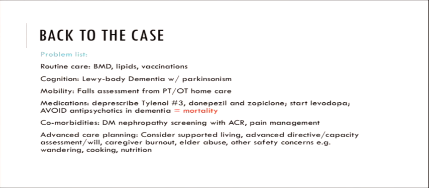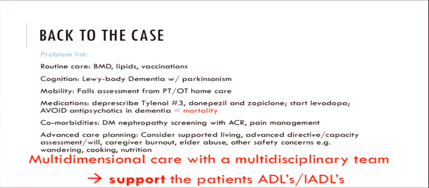Caregiver burnout, elder abuse. You have to think about this person is now vulnerable and has high care demand. So that's a huge pressure on the person caring for them, and she's also vulnerable to abuse, so think about that. And then other safety concerns, like is she gonna be wandering, cooking, nutrition. Lots of times people with severe dementia don't eat ever, so you have to put in a good solid plan for nutrition. So could we do this all in 30 minutes or alone? No, I don't think so. So that's why multidimensional care is needed from a multidisciplinary team, right?